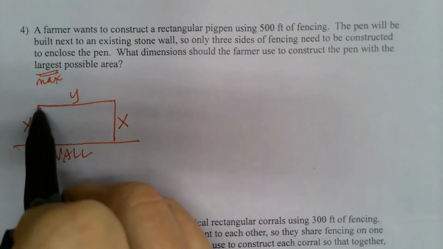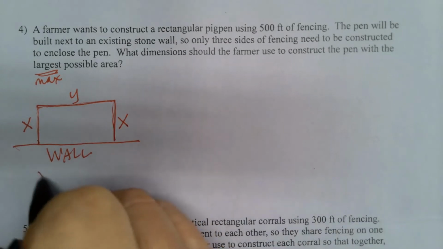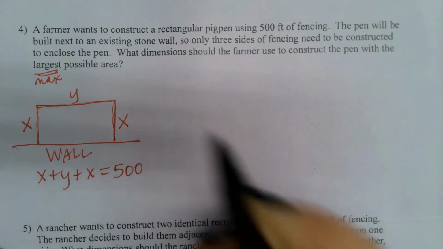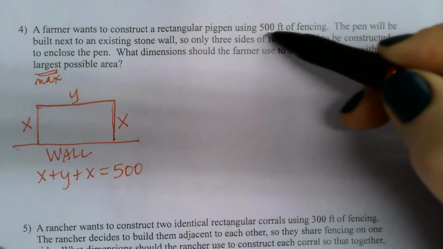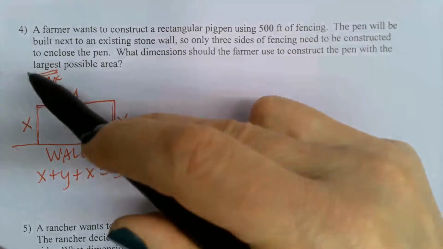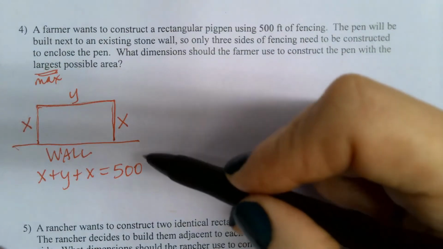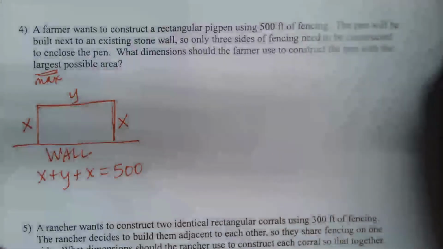So x plus y plus x is going to be the fenced in area. I want to use all 500 feet. Of course, I want to use as much as possible in order to get the largest possible area. It doesn't make sense for me to only use 400 feet when I have 500 feet to use. So I'm going to maximize the area. I want to use all 500 feet of fencing.